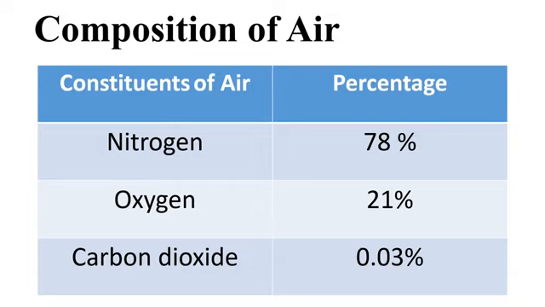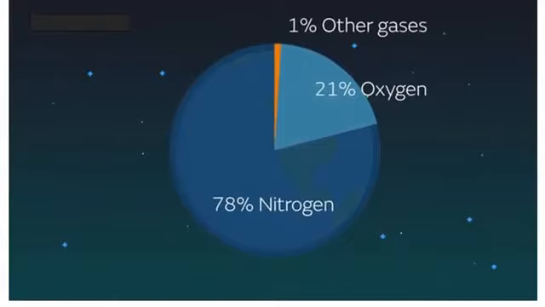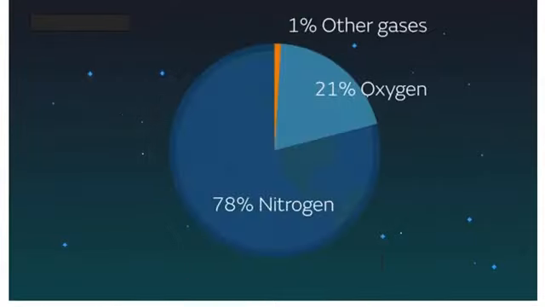Students, if you look carefully, then nitrogen and oxygen are the major constituents of air, and altogether they both comprise 99% of the total air. This is the composition of air. It allows life to exist on Earth.